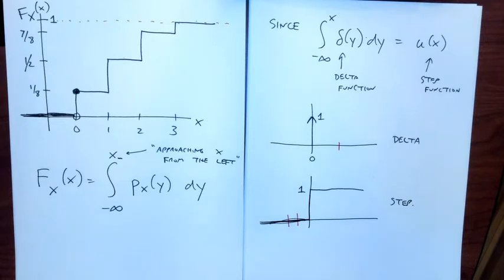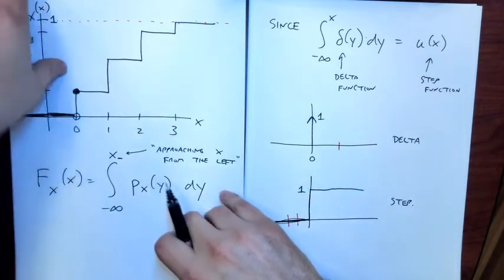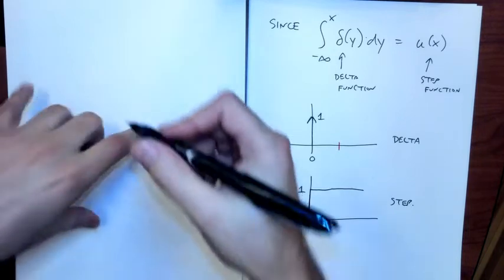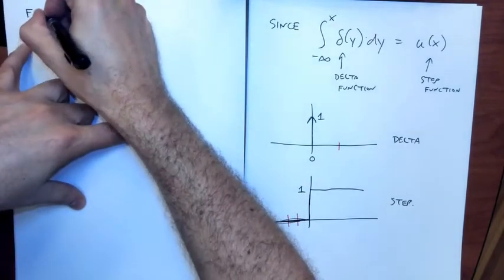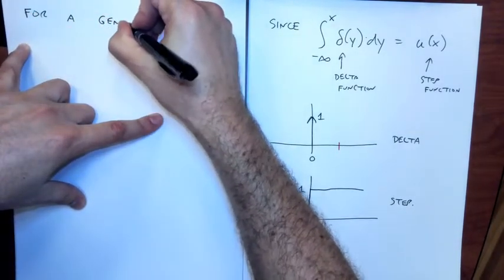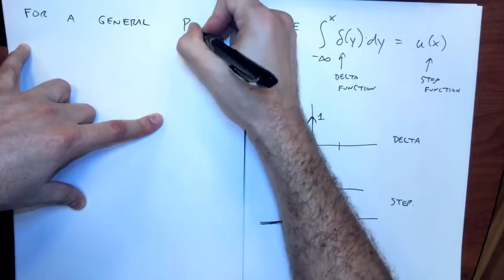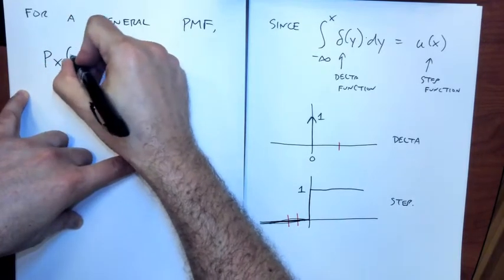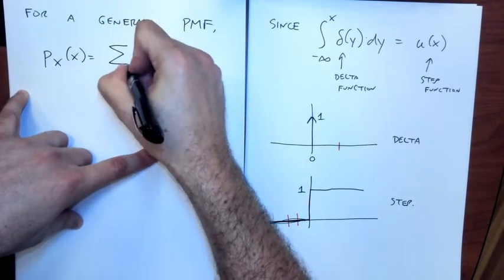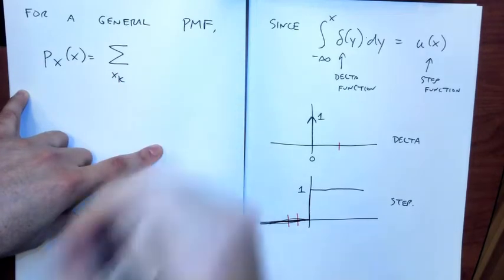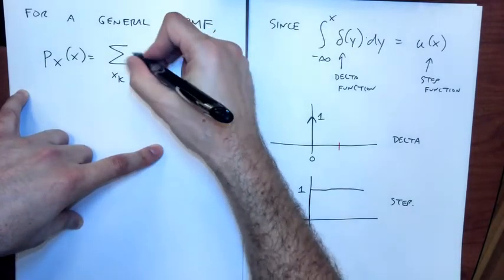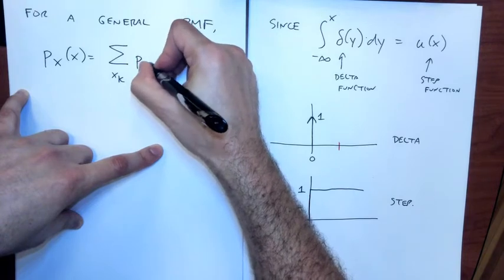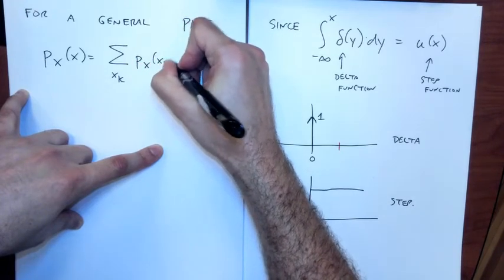And so let me go back and talk about how I can think about writing a PMF as just a sum of a bunch of delta functions, right? So for a general PMF, I can say my probability mass function is the sum of a bunch of scaled and shifted delta functions. It's like saying I have a bunch of probabilities at each location.